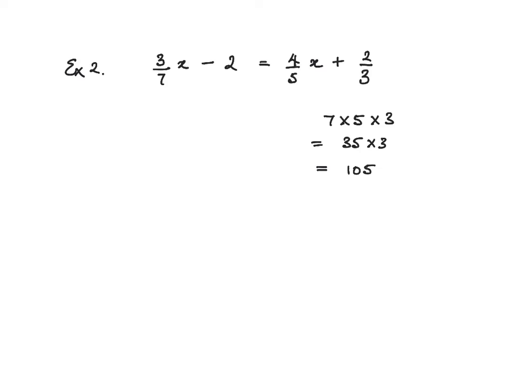So multiply by 105 then. Let's see what that gives us. So we're going to multiply the 3, the 2, the 4 and the 2 by 105. 105 times 3 is 315. 105 times 2 is 210. 4 times 105 is 420. And 2 times 105 is 210.